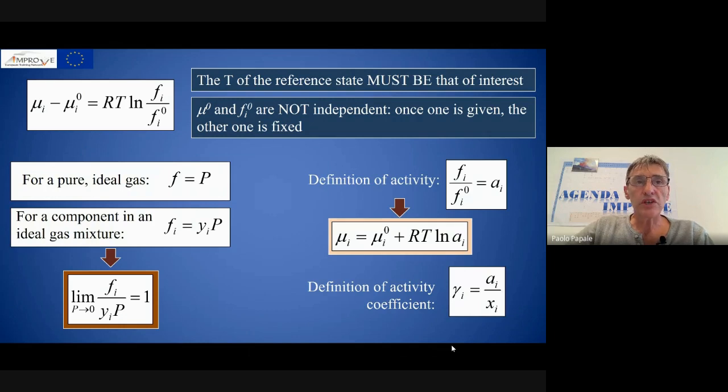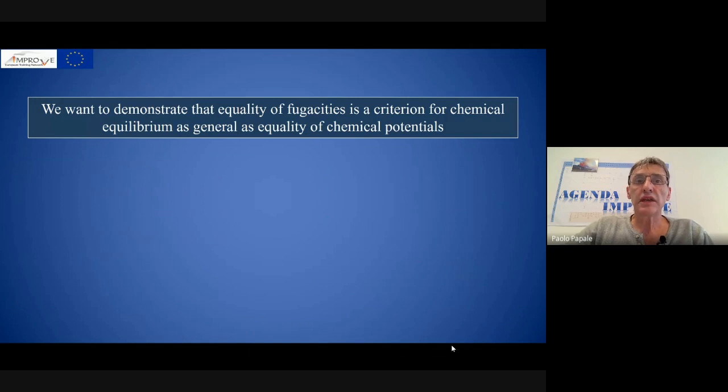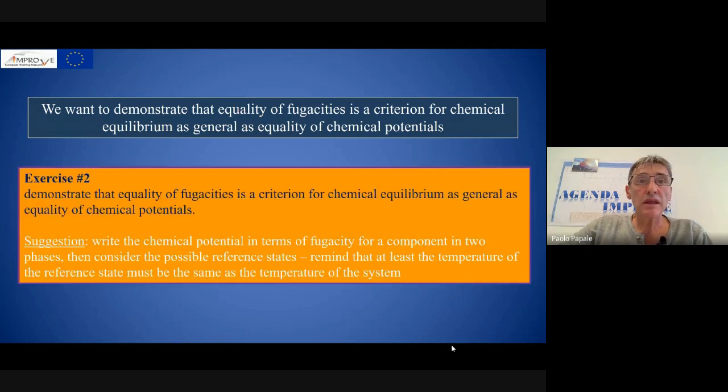Well, it's now time to demonstrate the equivalence between equality of chemical potentials and equality of fugacities. We will see, therefore, that both of them can be used interchangeably as a criterion for chemical equilibrium. Here is an exercise for you. Once again, you can either try to solve it or skip it and continue with the presentation. In both cases, you will see the solution in the following.